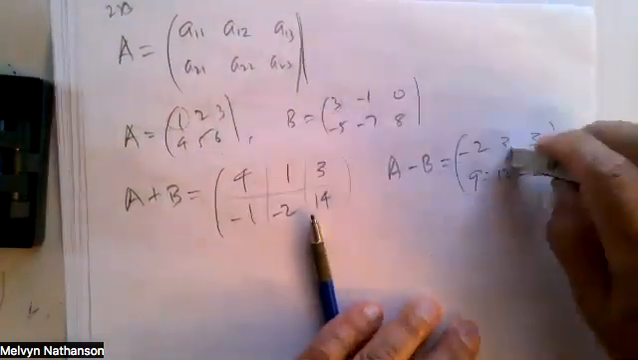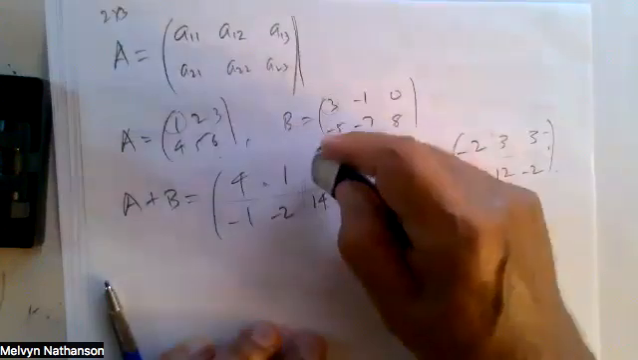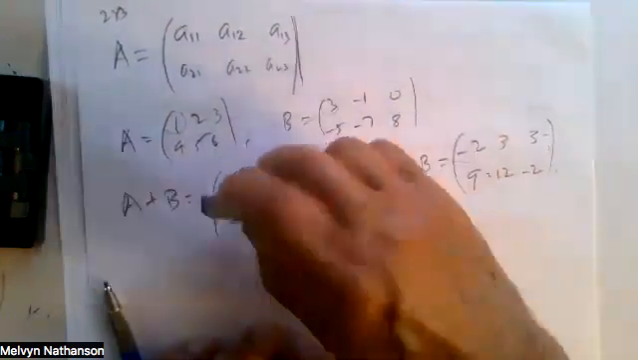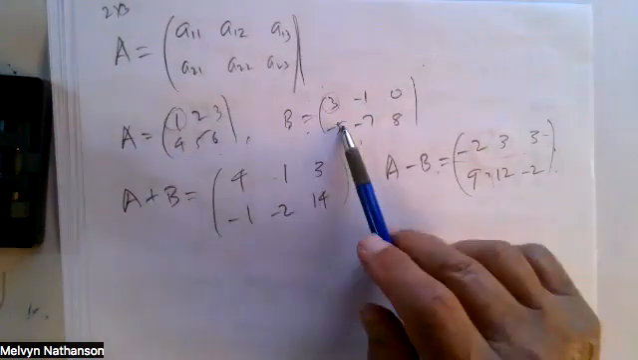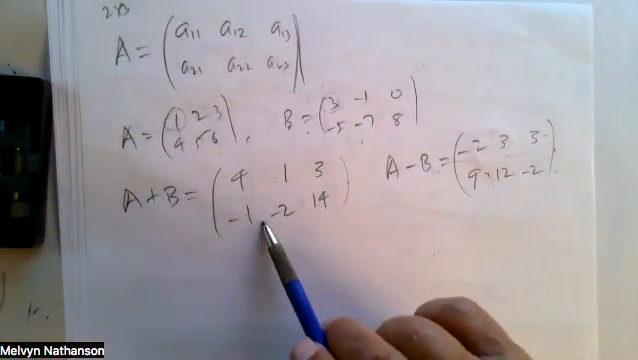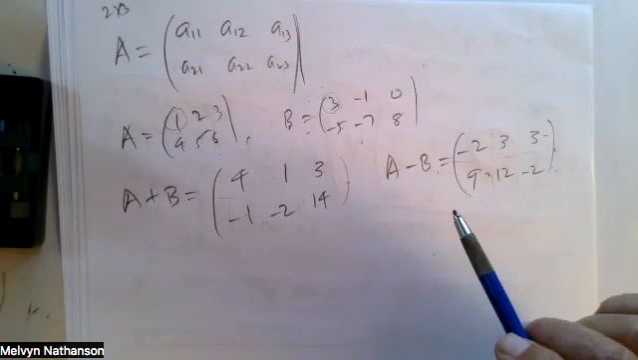These lines here. Erase them. So if this is the matrix A and this is the matrix B, this is A plus B and this is A minus B.